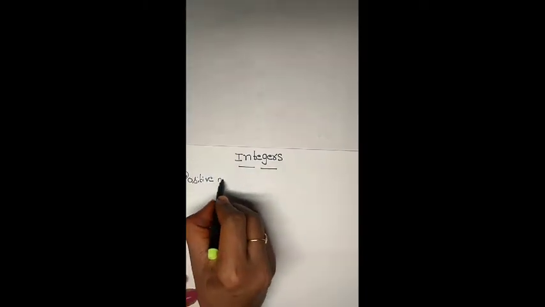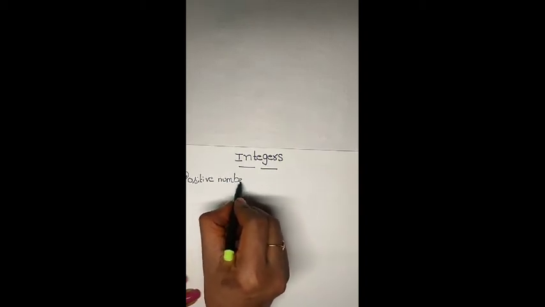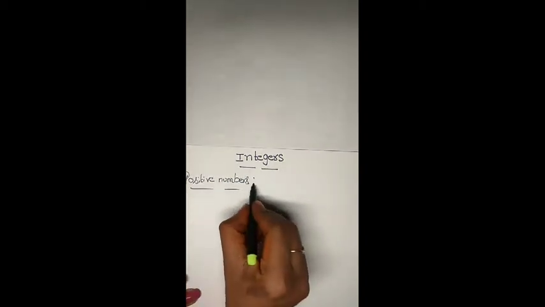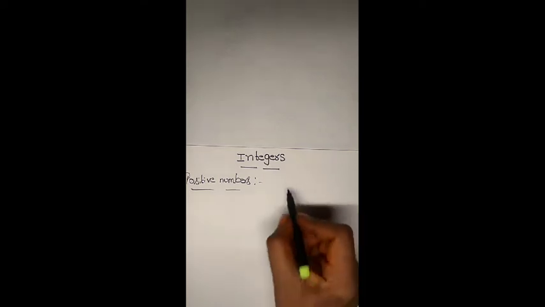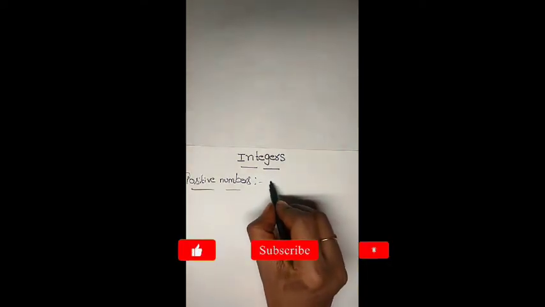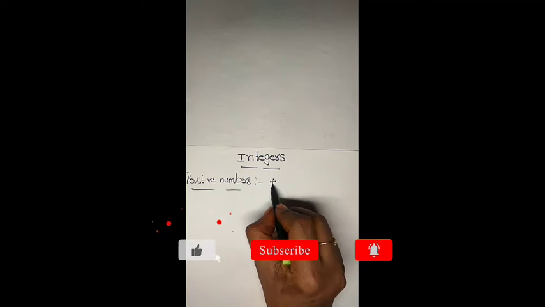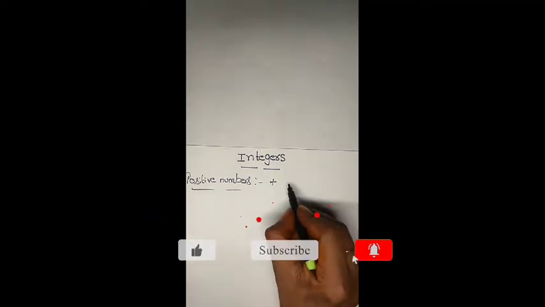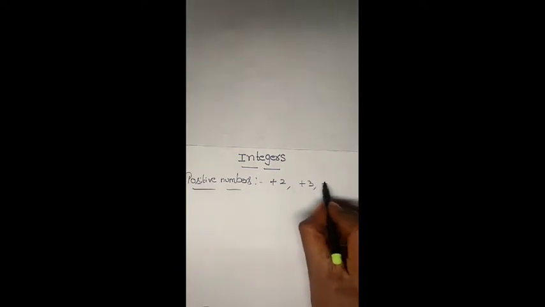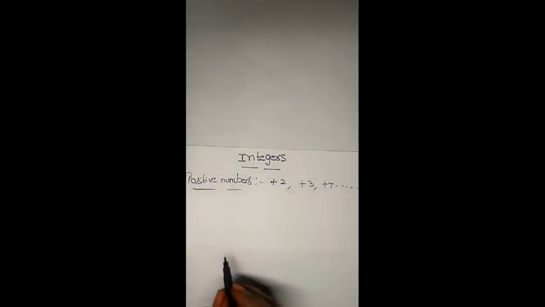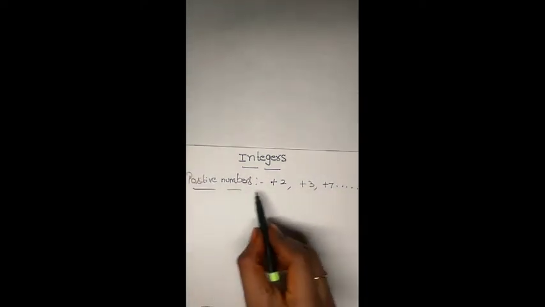In today's session, we are going to see what are integers. So, first, let us know what are positive numbers. The numbers which have the sign plus are called positive numbers. Suppose, for example, let us take plus 2, plus 3, plus 4, plus 7 and so on. These are all called positive numbers.